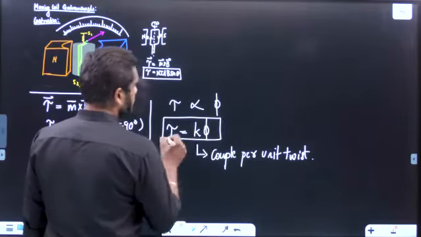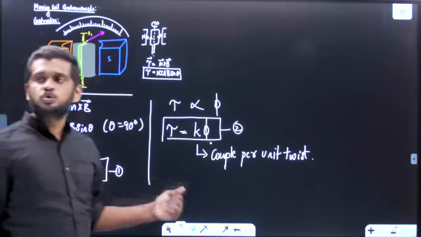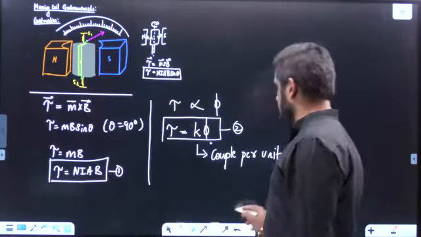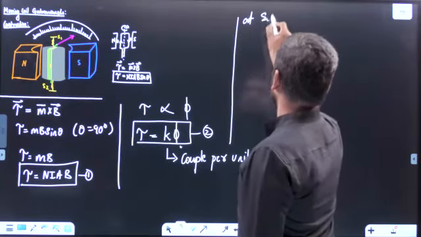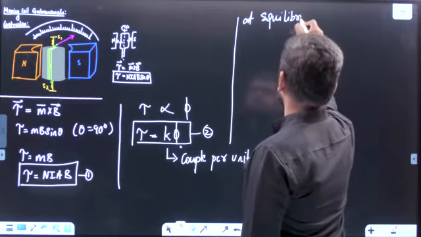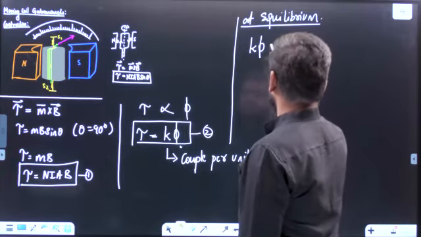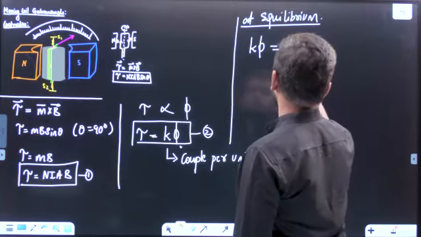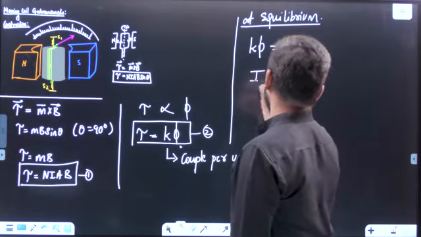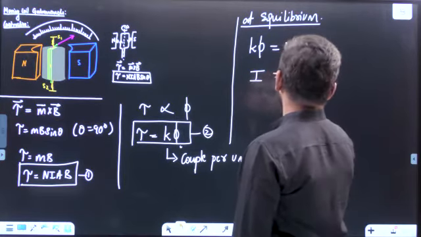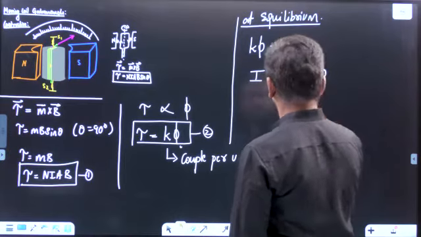Now at equilibrium, what will happen, people? The torque in the spring and the torque produced by the current loop will both be equal. So can I equate the left-hand sides of both? At equilibrium, the torque produced in the spring should be equal to the torque produced by the current loop. So I can say I is equal to K divided by NAB into phi. Agree?